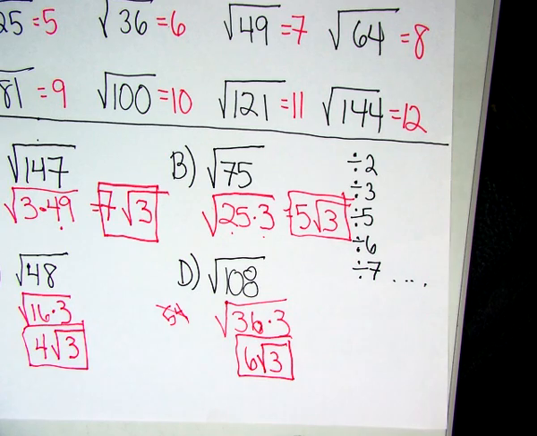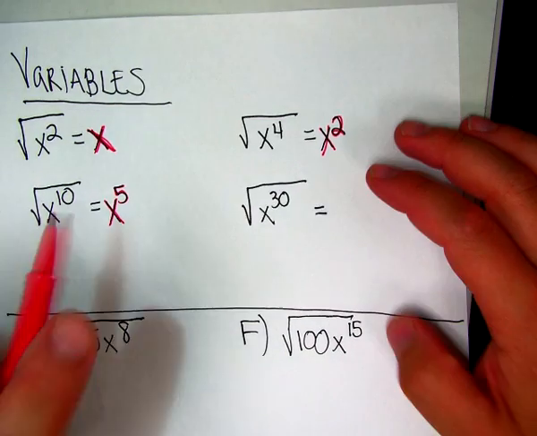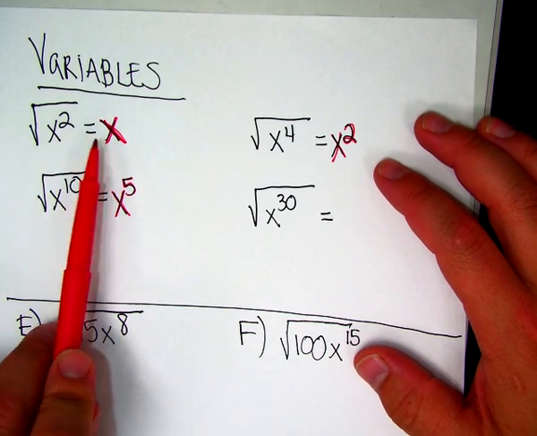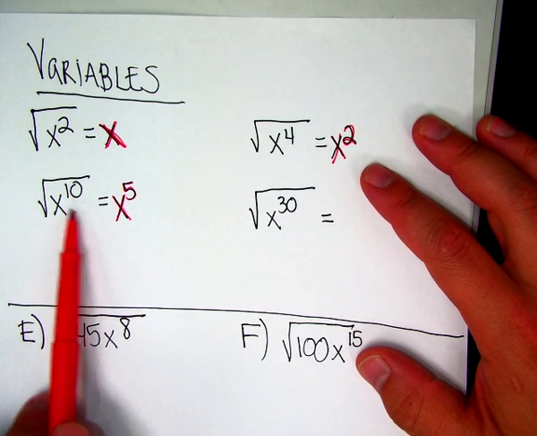Now this gets a little more challenging once you start to add variables to the problems. So there's basic rules that you need to know here for doing these. If we have the square root of x to the second, that just equals x. Square root of x to the fourth equals x squared. Square root of x to the 10th equals x to the 5th.